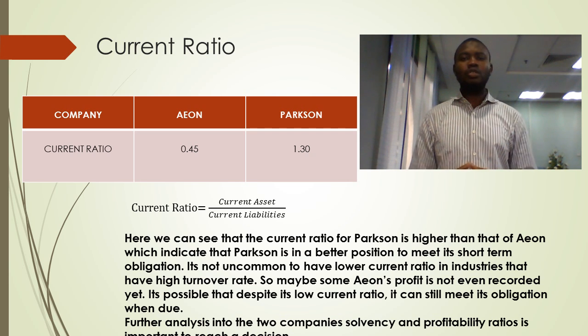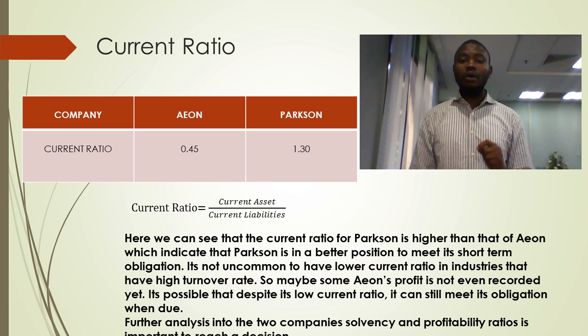And upon analyzing these two companies, Aeon and Paxson, we come to the conclusion that Aeon has a current ratio of 0.45 and Paxson has a current ratio of 1.30. These results were reached by dividing the current assets by the current liabilities of both companies. Here we can see that the current ratio for Paxson is higher than the current ratio of Aeon, which indicates that Paxson is in a better position to meet its short-term obligation.